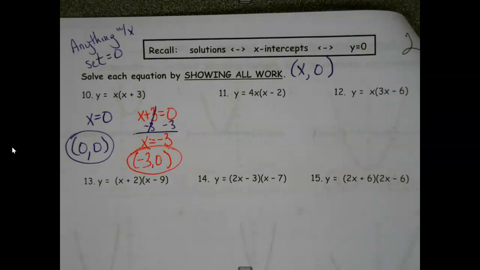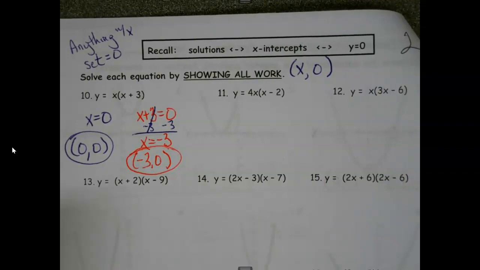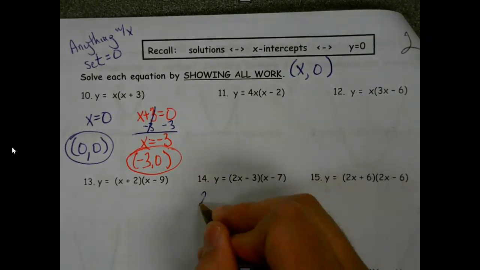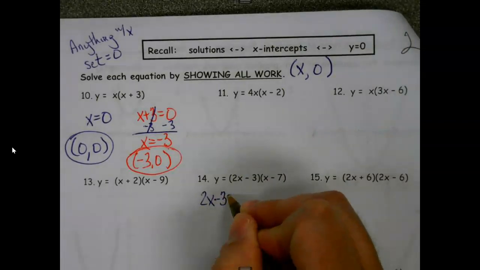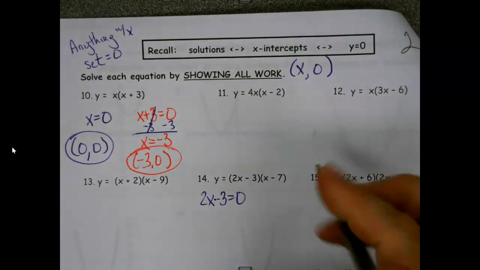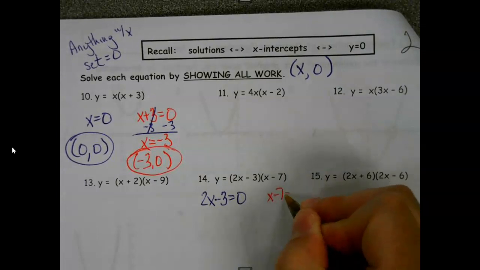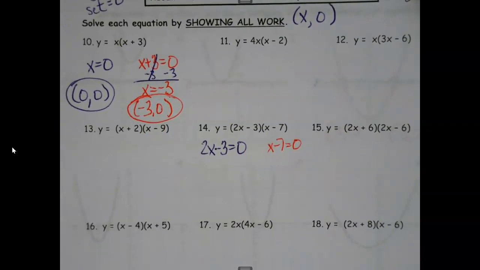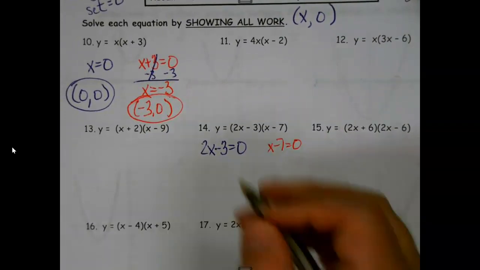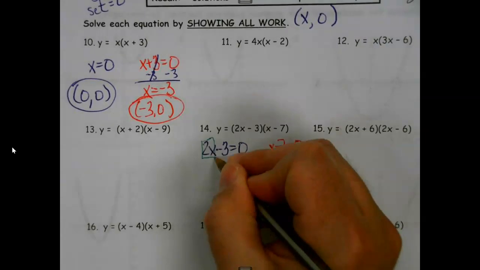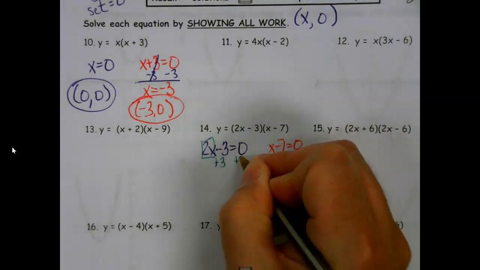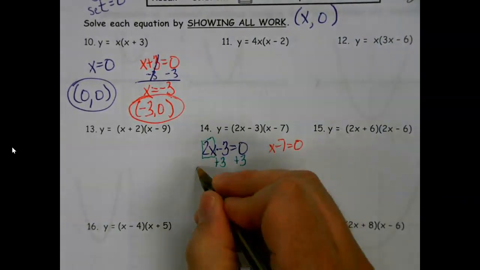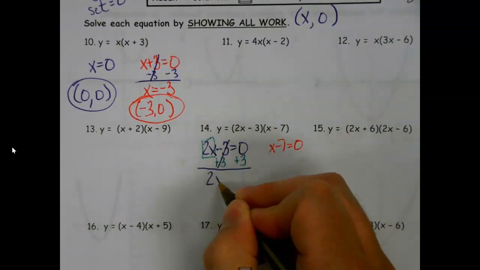So for any of these, whether it's just an x out in front, or you've got something, let's say, like 14, each piece gets there equals 0. Take your time in getting that x term isolated, doing our opposites.